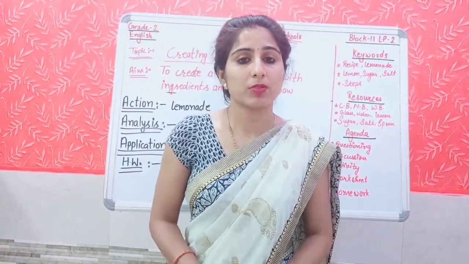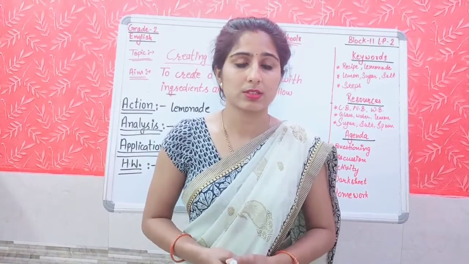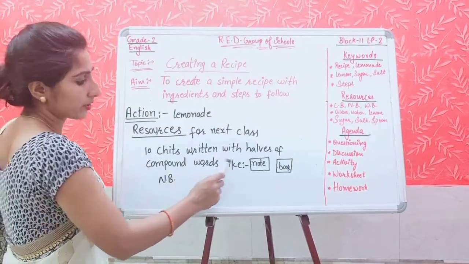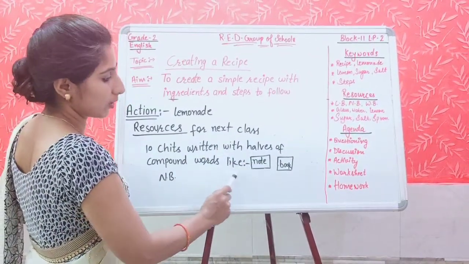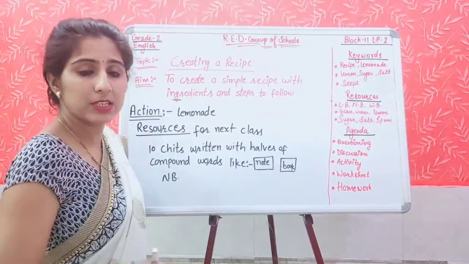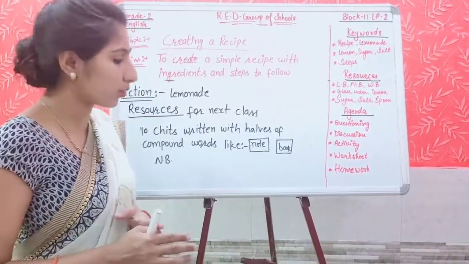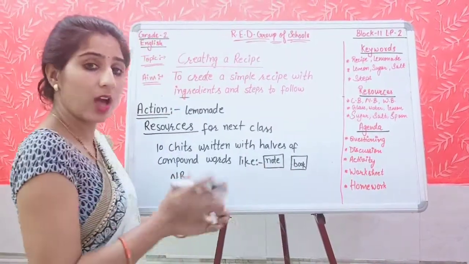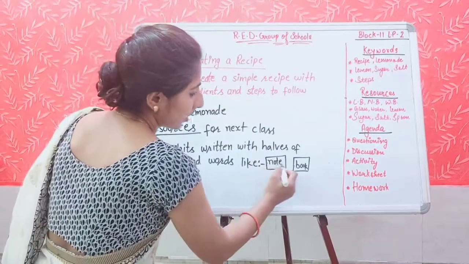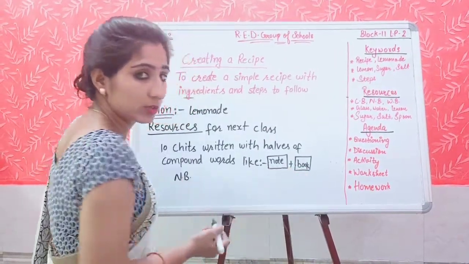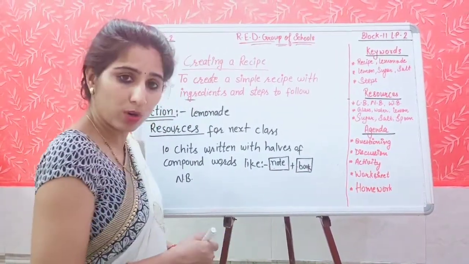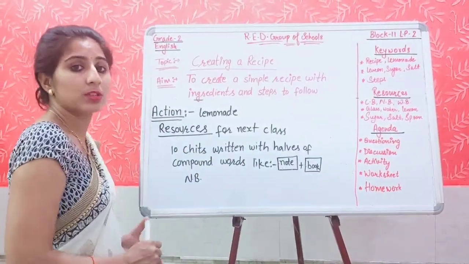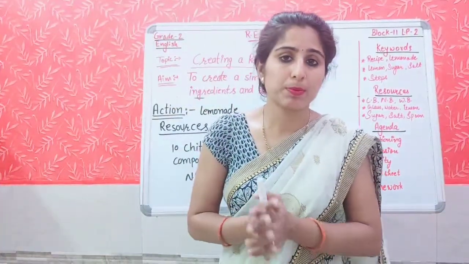Yes students, now be ready for the next class also, and the resources for the next class are 10 chits written with half compound words like note, book. So parents, please prepare 10 pairs of chits, and what should be written on them? The half compound word should be written, so that if we add both the words, we will get a word, notebook. This is how you will prepare 10 chits. Yes students, so please prepare all these resources.